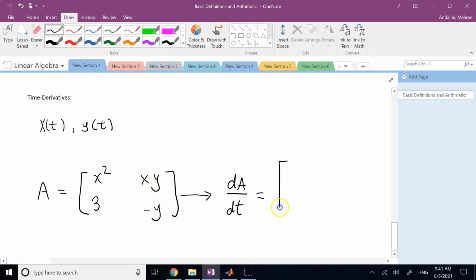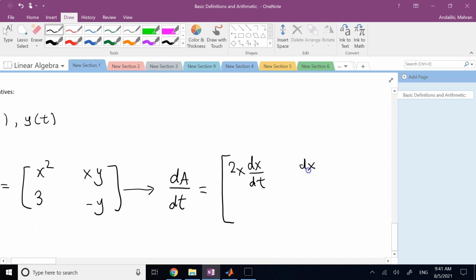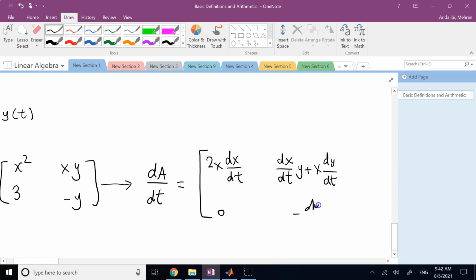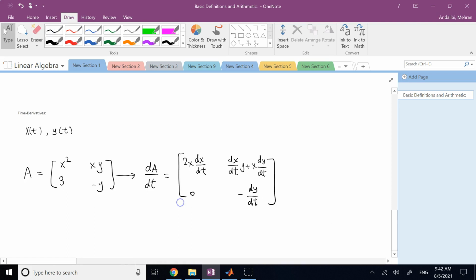Okay, if I say what is the time derivative of A, it means apply the time derivative to each and every one of the entries. So what is the time derivative of x squared? Well, clearly you have to use the chain rule, so it is going to be 2x times x dot, or dx over dt. What is here? Here you have a product, so it's going to be dx over dt times y plus x times dy over dt, correct? 3 is just a constant number, it doesn't have a derivative, so it's 0, and that one is going to be negative dy over dt. Okay, so that's the meaning of taking a time derivative of matrix A. Good. So hopefully this was useful to you.